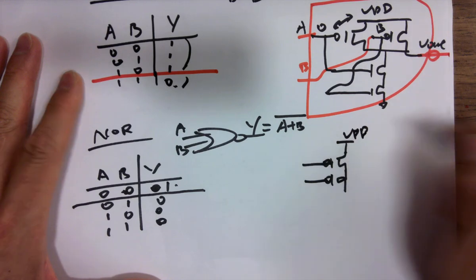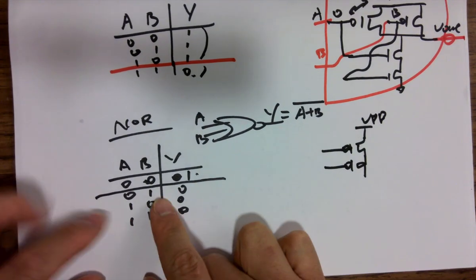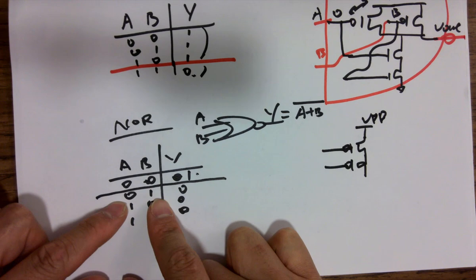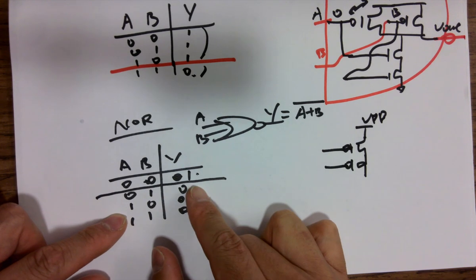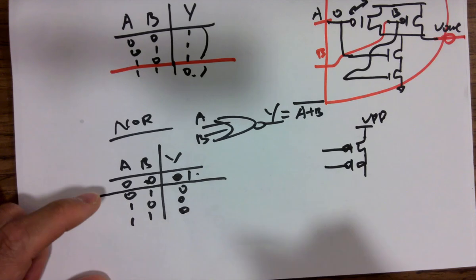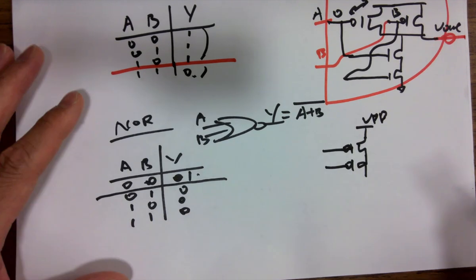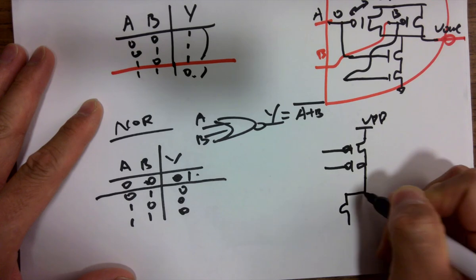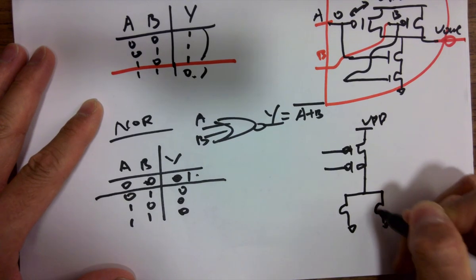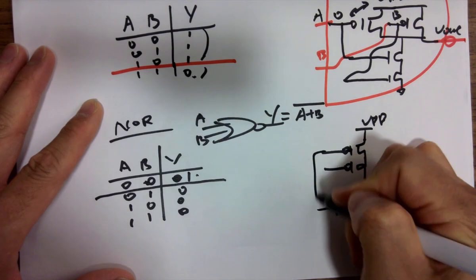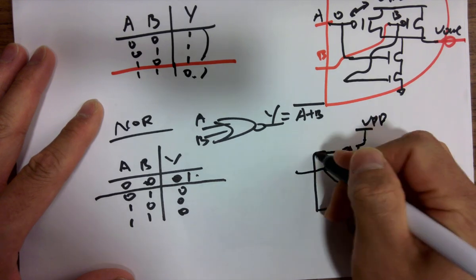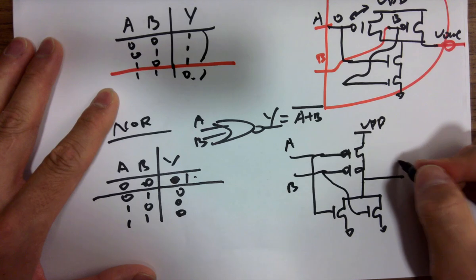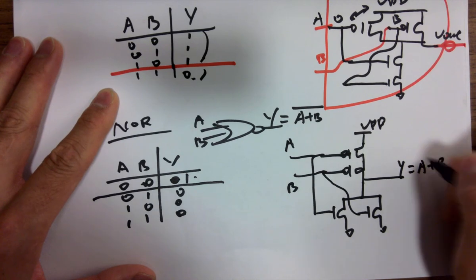What about NMOSes? Look at the options. As long as one of them is on, both or one of them, it doesn't matter, it is able to pull it down to ground. Okay? So definitely the NMOSes will be in parallel. Here will be the NOR logic.